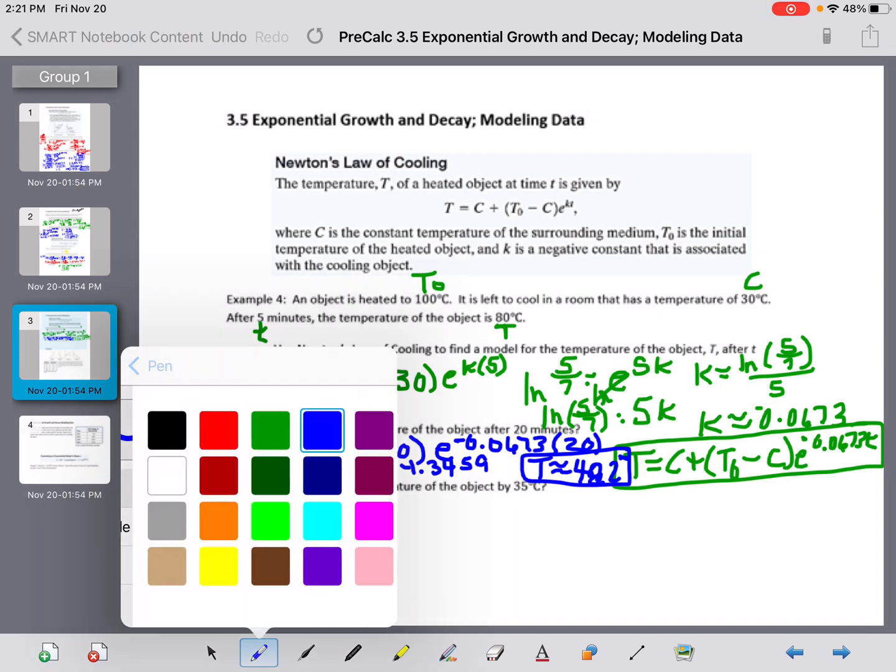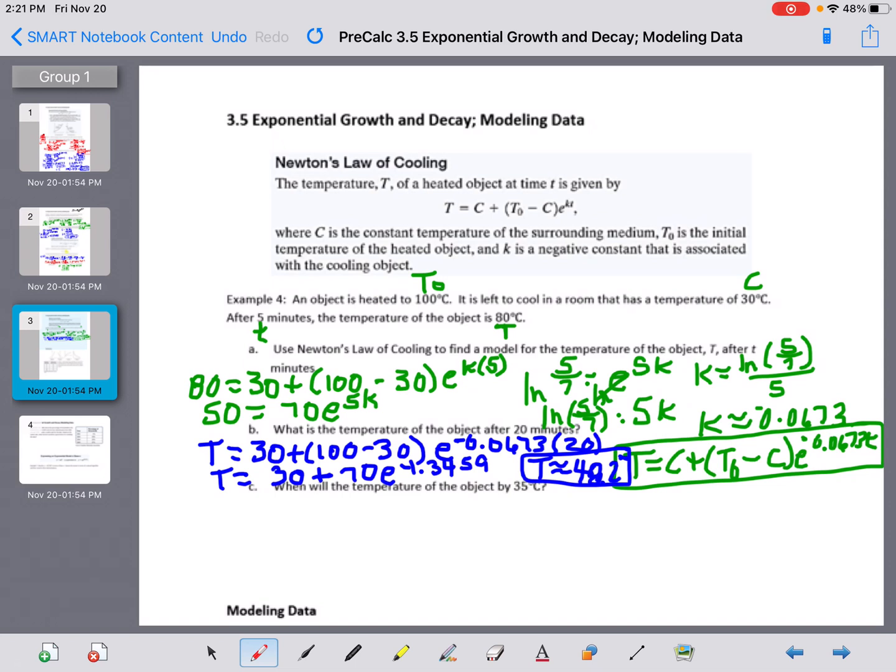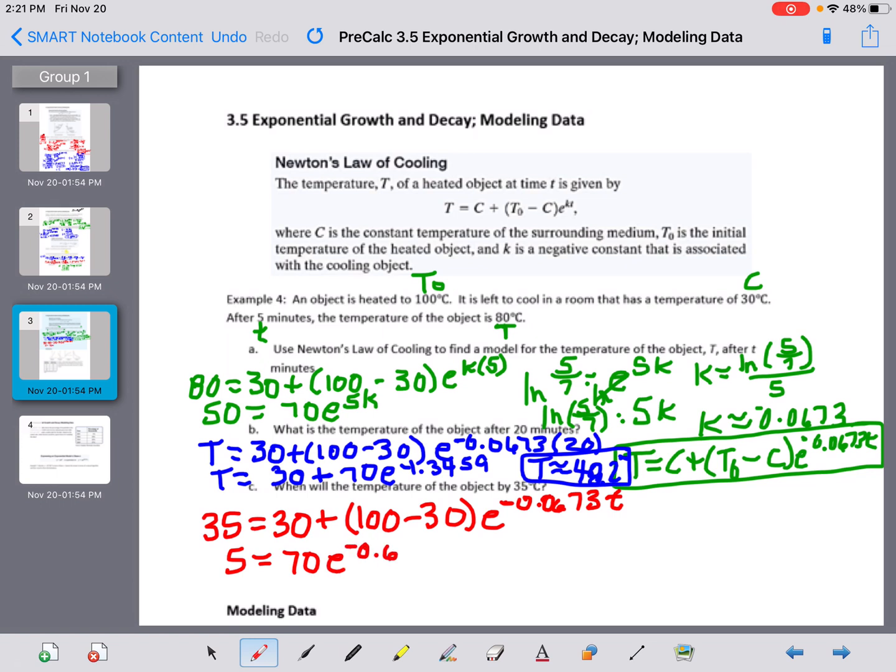All right. Same model, different information here. When will the temperature of the object be 35? Okay, so I have 35 as my new temp. My room was at 30. I had 100 minus my 30. I have e to the negative 0.0673, and this time I'm solving for t, which is my time in minutes. Subtract my 30. 70 e to the negative 0.0673t, don't forget that extra. Divide by 70.